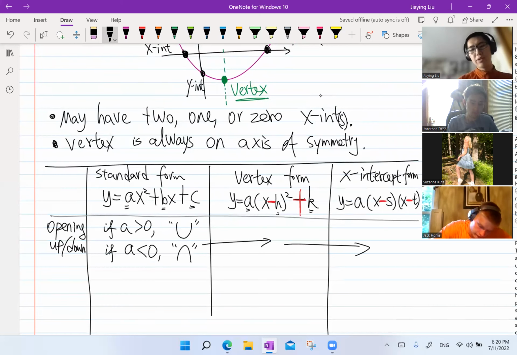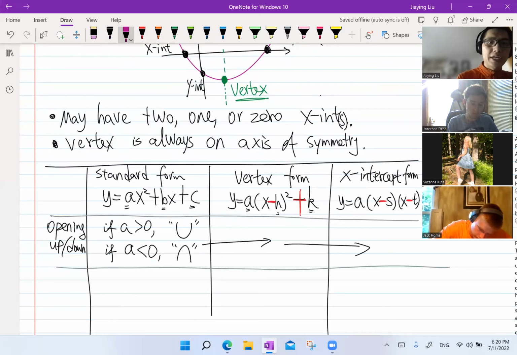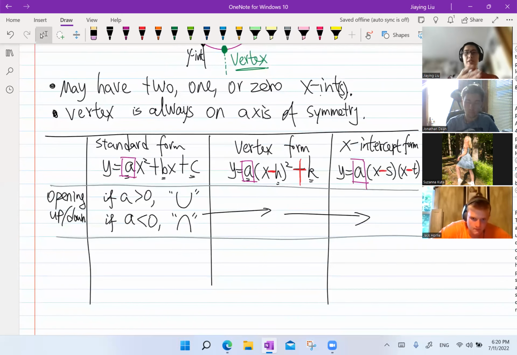So I'm just going to use the arrow to show it's the same. Just to emphasize that the a value in each form is the same a. Doesn't matter how you write it, the a never changes in those forms. And the a is going to tell you whether the parabola is going to open up or it's going to open downwards.